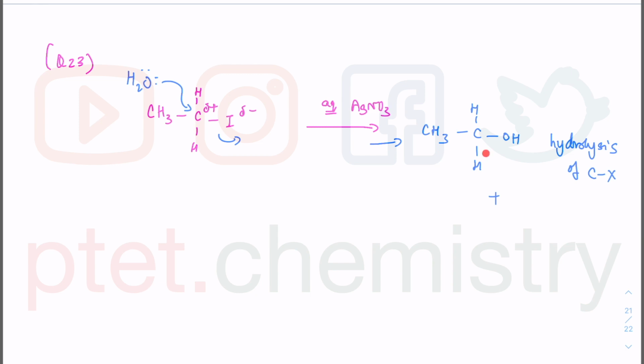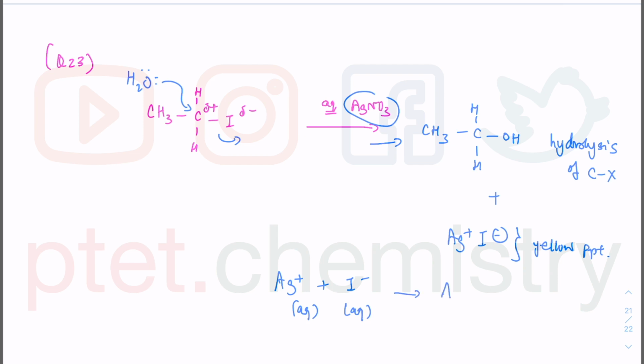This is a hydrolysis product, but you also kick out I-, which can recombine with Ag+, and this will be a yellow precipitate because, as you know, Ag+ and I- is a very, very popular ionic equation to show the precipitation reaction ever since you were in O-level or IGCSE syllabus.